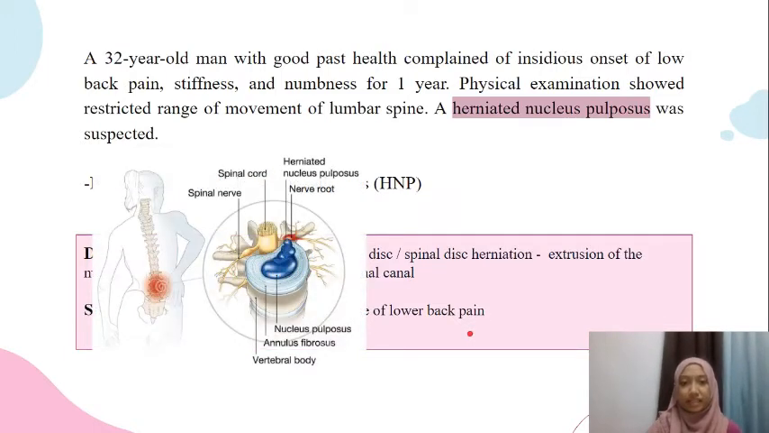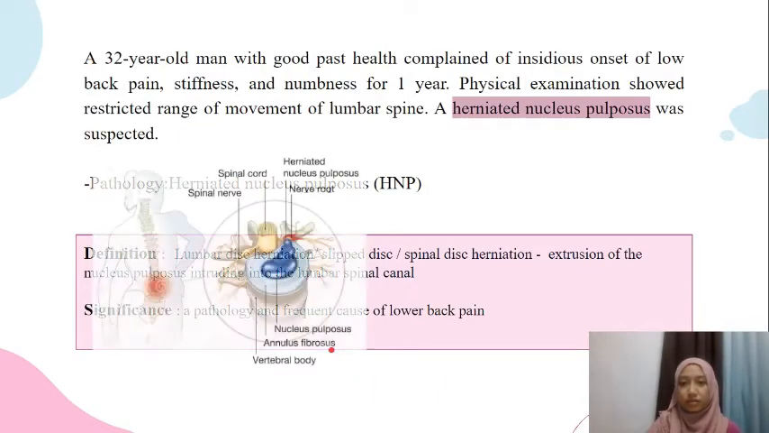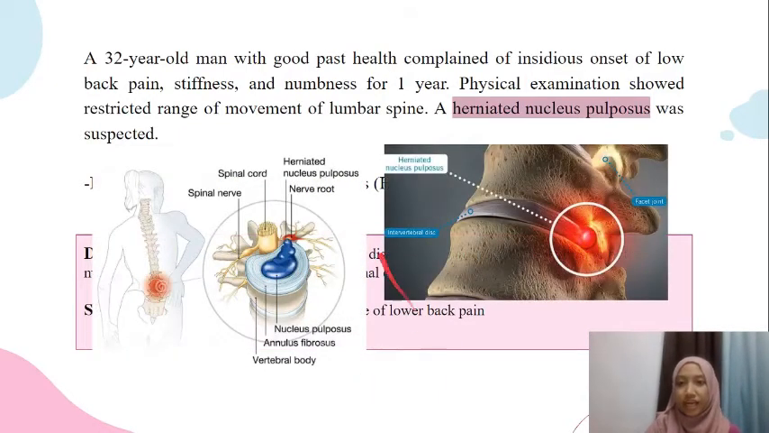Okay, this is the image of the herniated nucleus pulposus. We can see that the herniated nucleus pulposus is located between two vertebrae, between each vertebra, at the intervertebral disc.